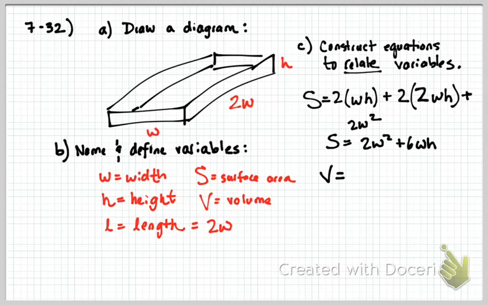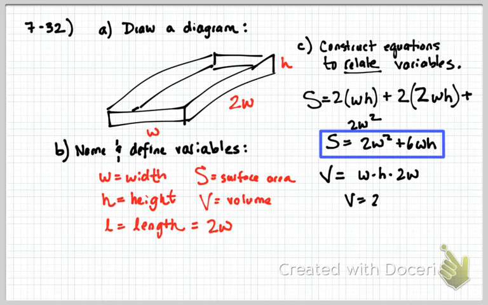All right, that's good news. How many variables are we down to? 2. All right, who's got the equation for volume? Volume's super straightforward. Daniel? W times H times 2W. 2W squared H. Perfect. All right, and we are down to 2 variables. Good news, but can we solve yet? No. We can go a little bit farther, though.